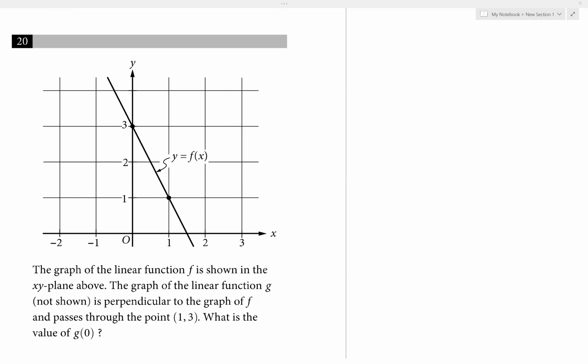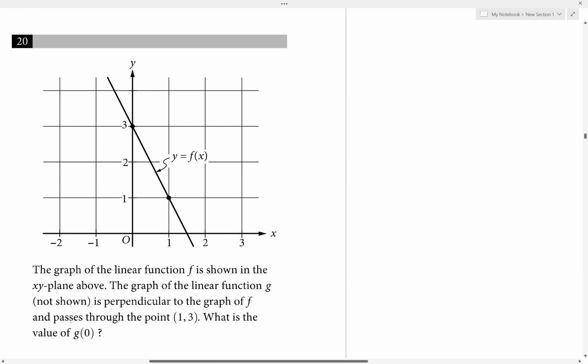All right, number 20. The graph of the linear function f is shown in the xy-plane above. The graph of the linear function g, not shown, is perpendicular to the graph of f and passes through the point (1, 3). What is the value of g(0)? So we're solving for g(0), which means plugging 0 into the g function and solving for what that is.